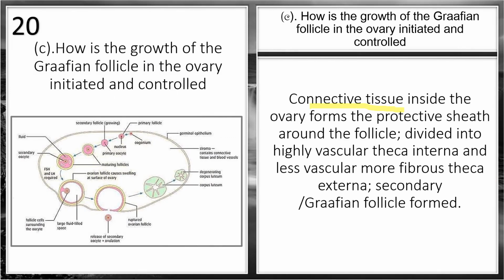Connective tissues inside the ovary form the protective sheath around the follicle, divided into a highly vascularized, thicker internal layer and a less vascularized, more fibrous external layer. Then the secondary or Graafian follicle is formed.